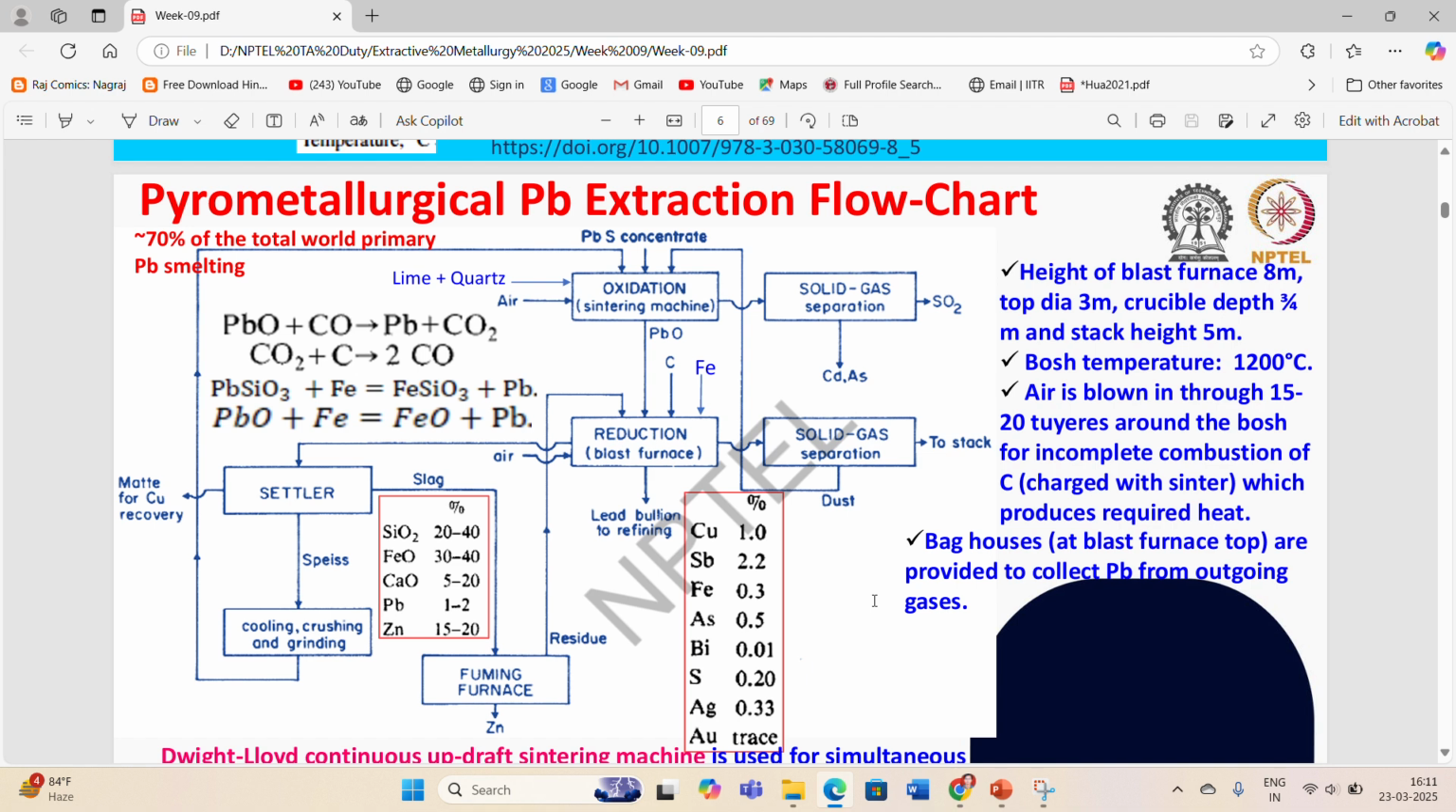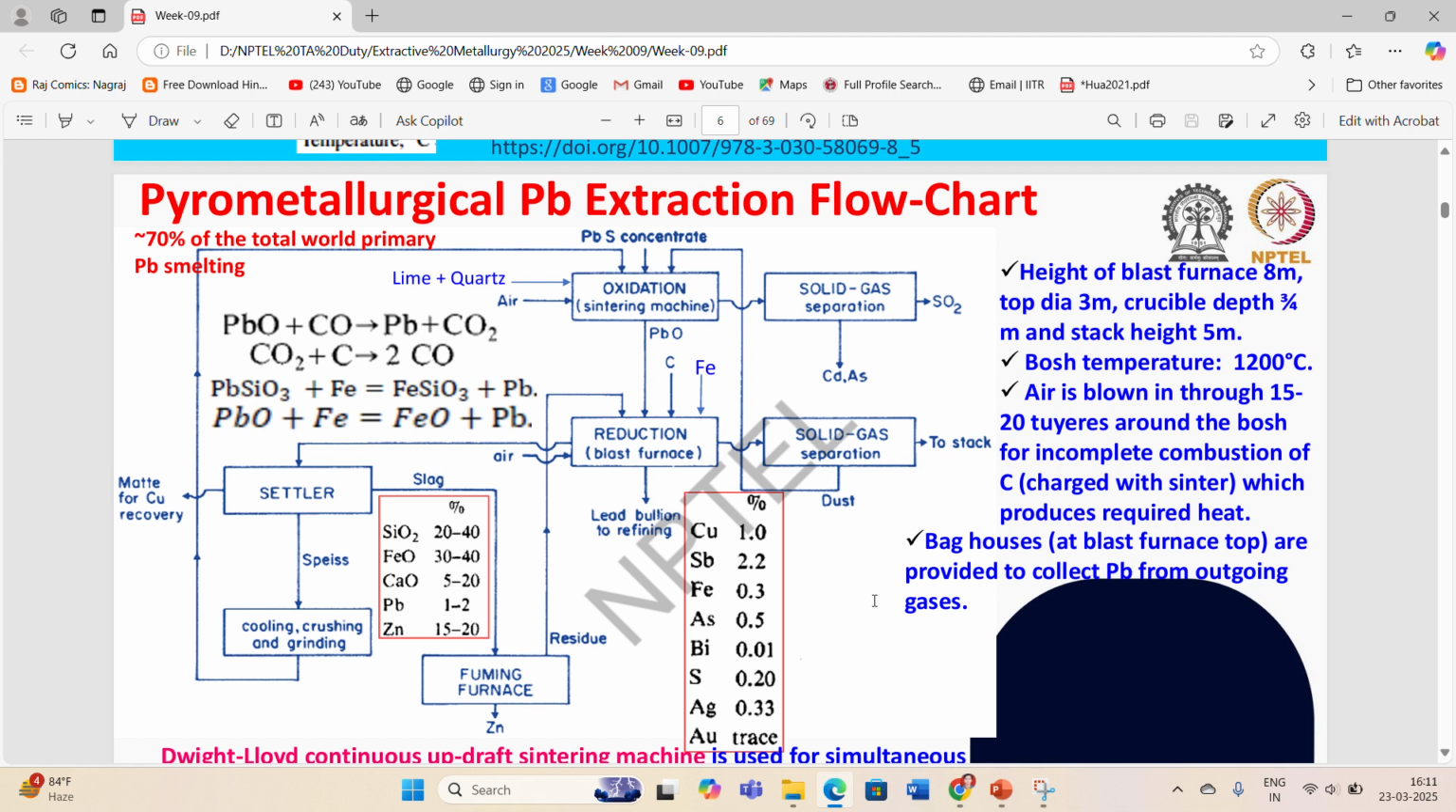So, pyrometallurgical lead extraction generally includes, first, the oxidation roasting process to convert lead sulfide into the respective lead oxides. Then, with the help of this lead oxide, after sintering and maybe some agglomeration processes, we can go for the carbothermal reduction process to extract the metallic lead from that particular lead sulfide ore.